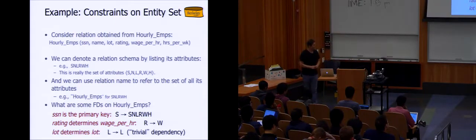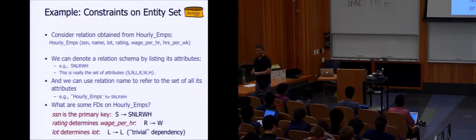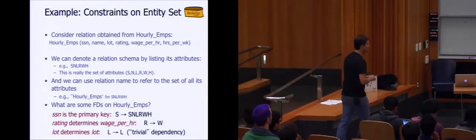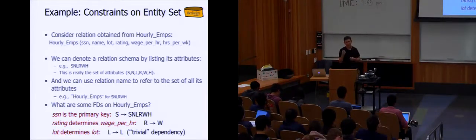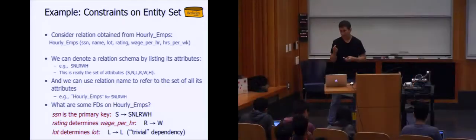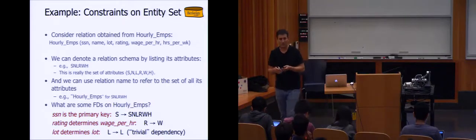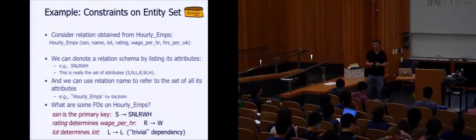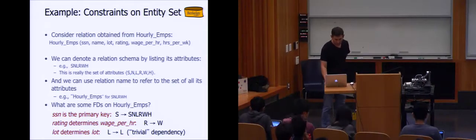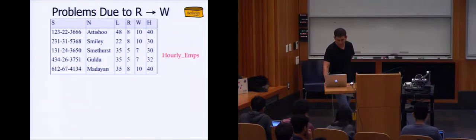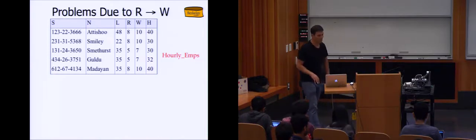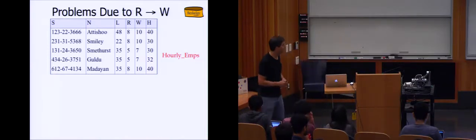Parking lot determines parking lot. This is true. It's also trivial. It's called a trivial dependency, but any attribute determines itself. And that follows from the relational model. You can only have one value in each cell, right? So any tuple that matches on parking lot matches on parking lot. Okay. So these are all reasonable functional dependencies on the Hourly Emps table. Good? We won't talk much about trivial dependencies because they're not very interesting. They do come up, though, and sometimes you can use them in proofs.